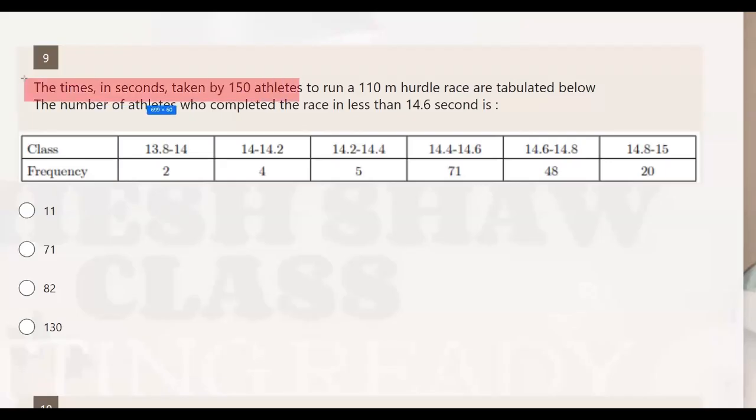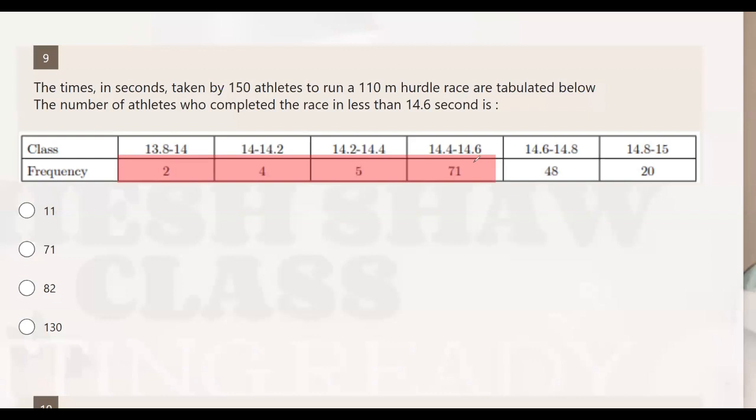The next question from statistics says the time in seconds taken by 50 athletes to run a 110 meter hurdles race is tabulated below. We have to find the number of athletes who completed the race in less than 14.6 seconds. I can see this is 14.6 seconds. So therefore, less than that, that means we have to get the sum of these values.